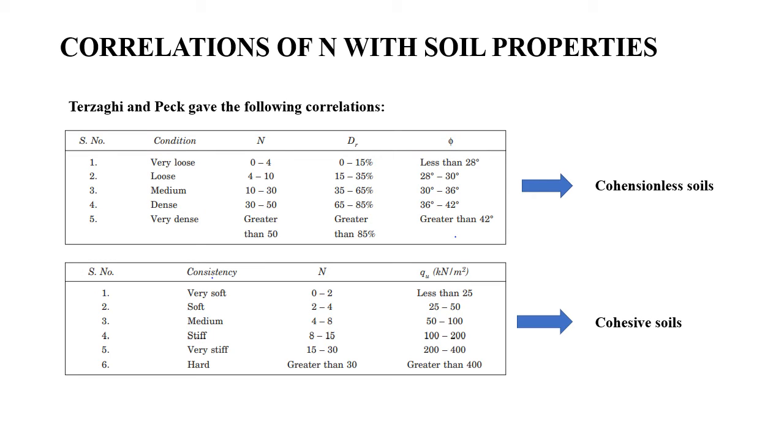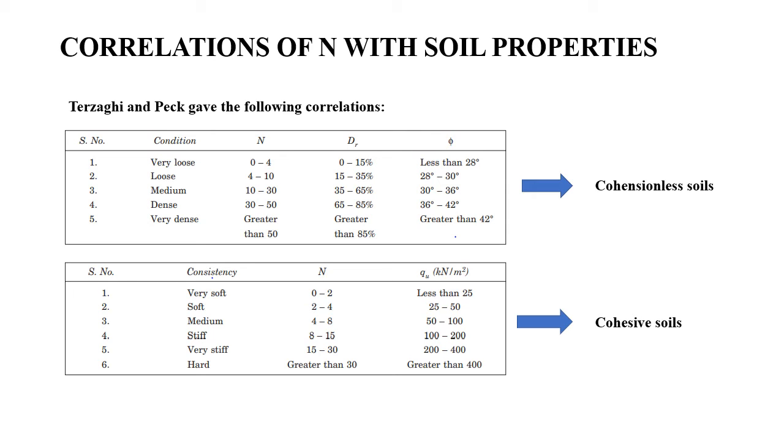You have relative density Dr, you have the phi value, that is the angle of shearing resistance of soil, and the condition of the soil as well. Now this is for cohesionless soils. Now for cohesive soils, there is a correlation derived between the standard penetration number N and qu, that is the unconfined compressive strength of clay soils. And you will also know what will be the consistency of the soil for the equivalent N value that you get.